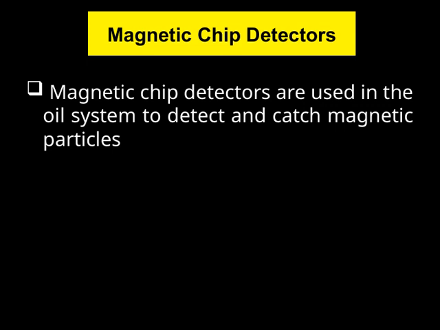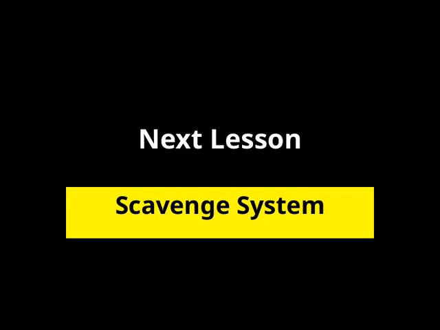They work by detecting and catching magnetic particles that are present in the oil. These particles often come from wear and tear inside the engine or machinery. By catching these particles early, magnetic chip detectors help us monitor the health of the engine and prevent potential failures. They are particularly useful because they provide a simple, reliable way to identify metal debris before it causes more serious damage. Integrating magnetic chip detectors into the oil system is a key step in proactive maintenance and ensuring the overall reliability of the engine.